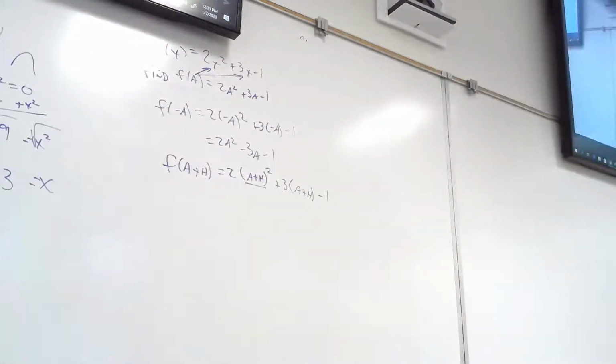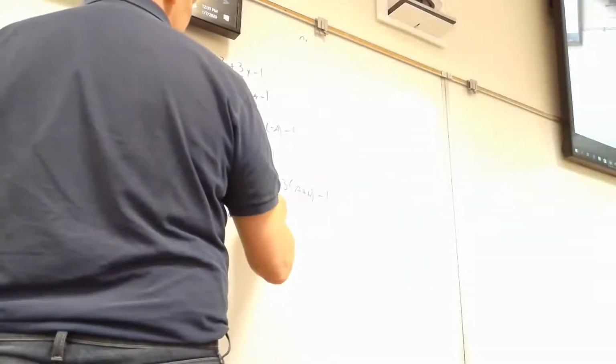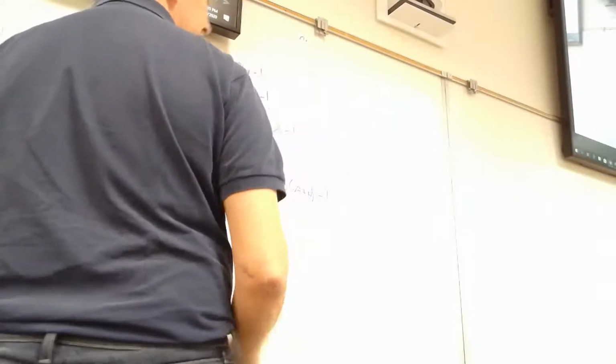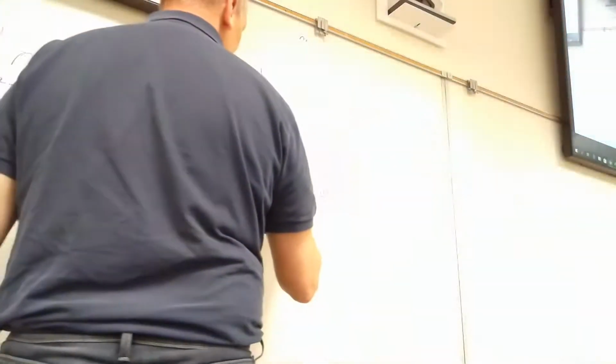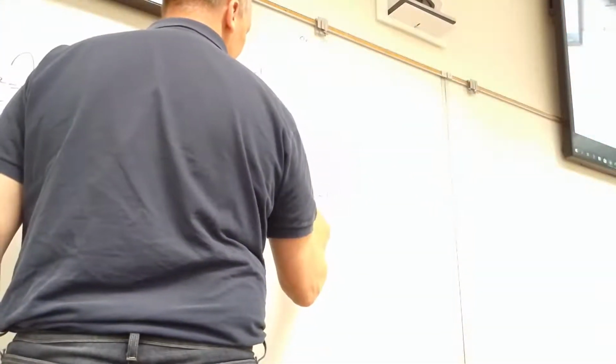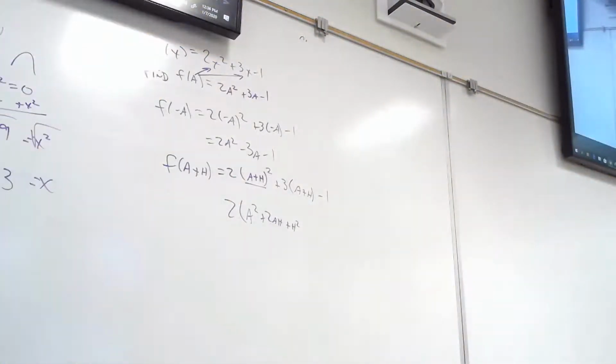Yeah. So it'd be 2 times a squared plus 2ah plus h squared. I was afraid you were going to say that. Remember that? Who does not remember that? Don't lie. Some of you don't.